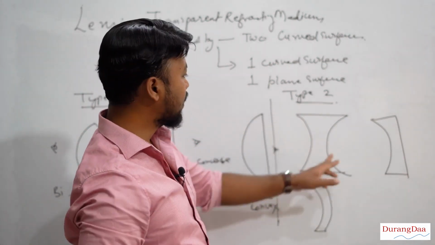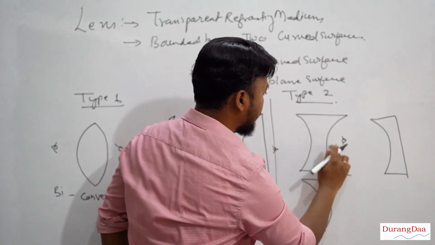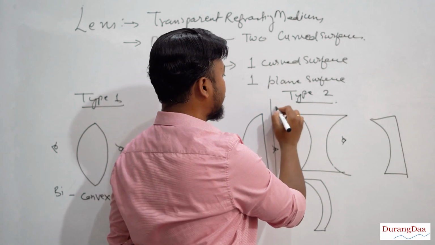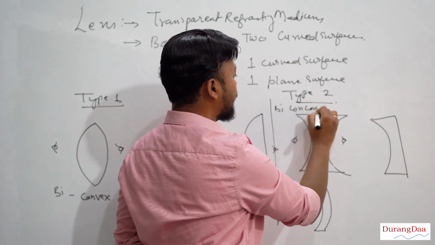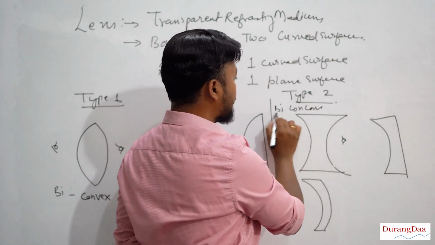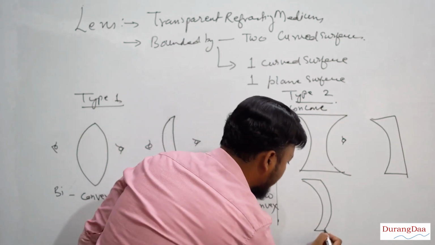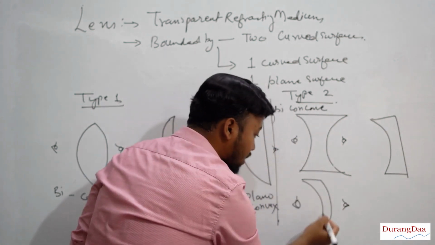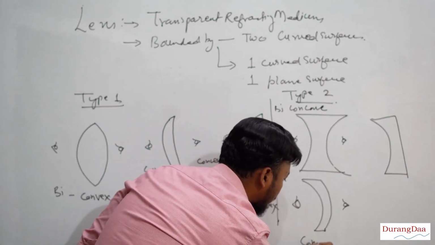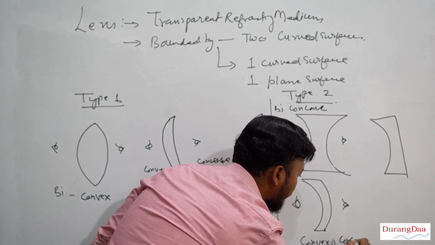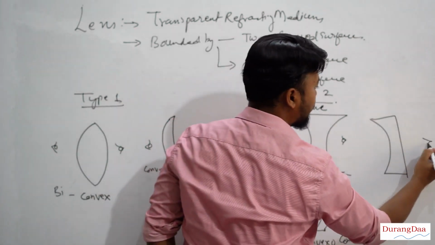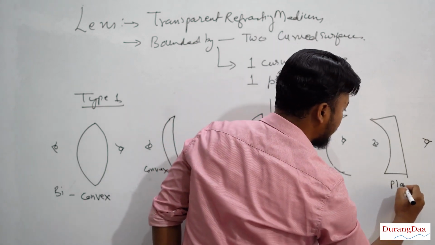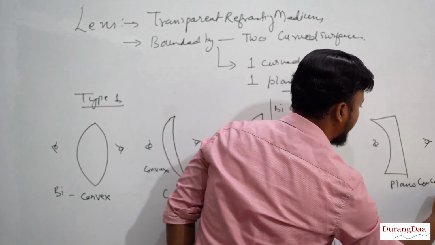Now type 2, view this lens from this side. This is concave, and if you view it from this side, this side is also concave. So we can write it as biconcave. Two concave sides are there, that is why biconcave. If you try to label this one, viewed from this side it appears convex to you. Viewed from this side it appears concave to you. So this is convexo concave. And the last one, you view it from this side it is plane. If you view it from this side it is concave. So that is plano concave.